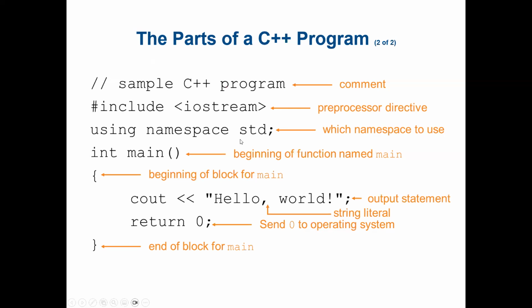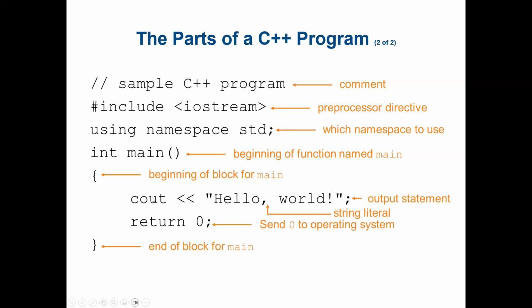The next is using namespace std. Here we have specified which namespace to use. Std is the standard library. Next we have the beginning of the function named main. Now, most programming languages always have a main function. Main function is where the execution takes place.